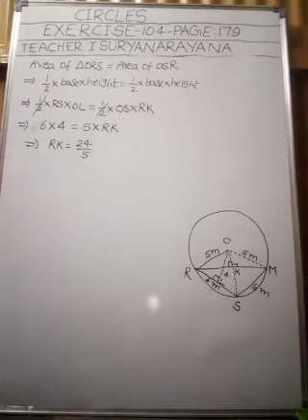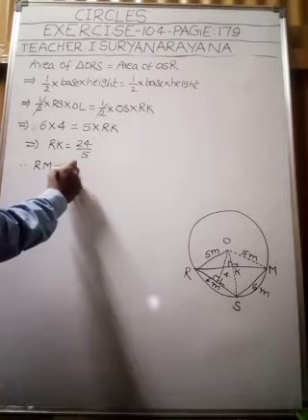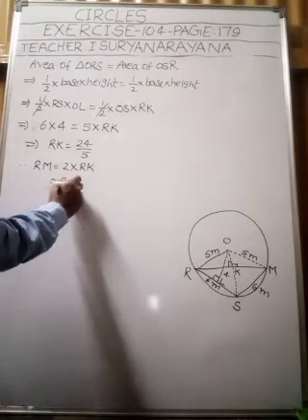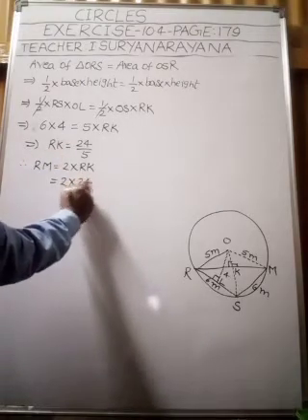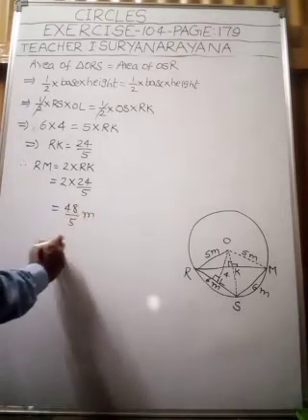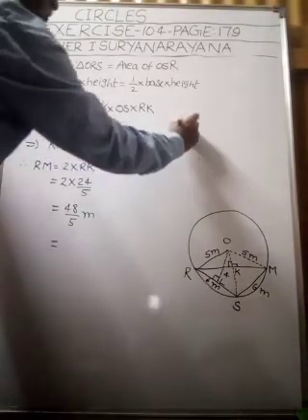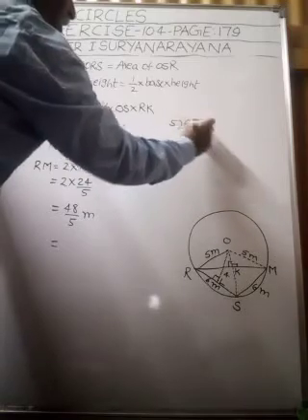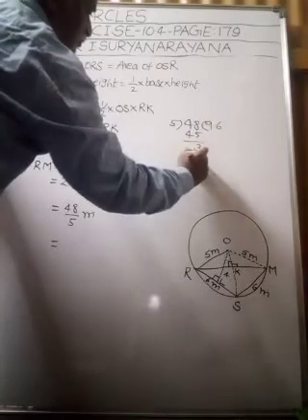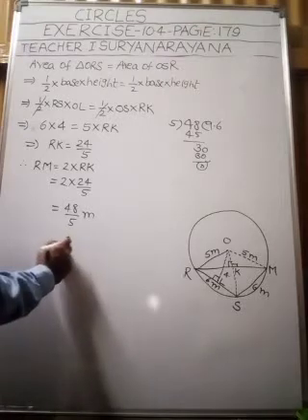Okay, my children. Therefore, RM is equal to 2RK. That is equal to 2 into what is the RK here? 24 by 5. That is equal to 48 by 5 meters. Otherwise, you can convert this fraction into decimal form. Divide 48 by 5. 5 nines are 45, and so on. So 9.6 meters. Okay, my children.